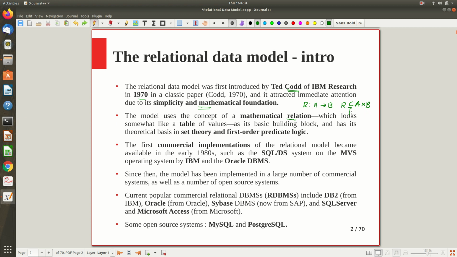It looks somewhat like a table of values as its basic building block, and has its theoretical basis in set theory and first order predicate logic. We will see that. The first commercial implementation of the relational model became available in 1980, and it is the SQL/DS system on the MVS operating system. These are all the historical background.